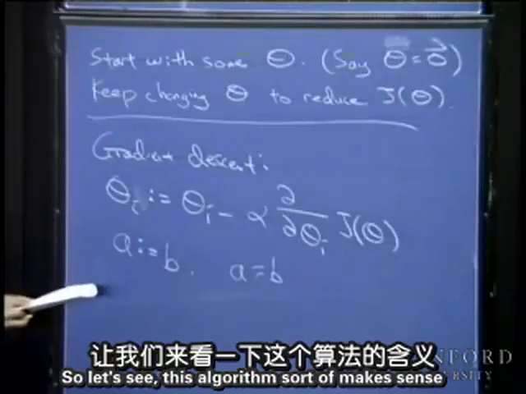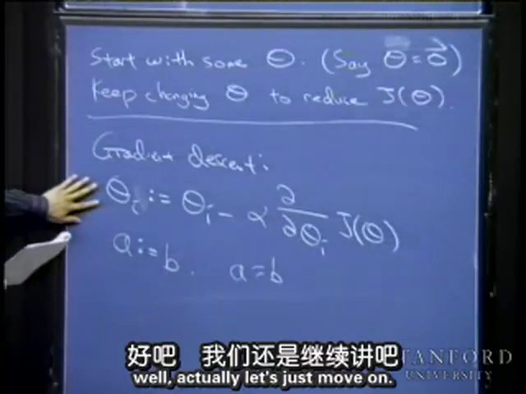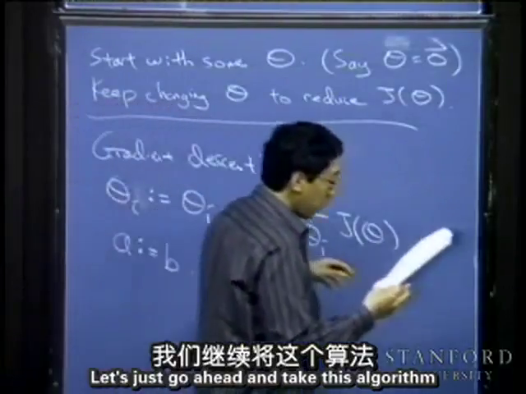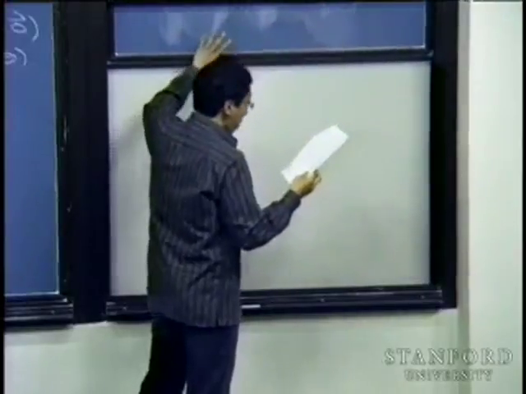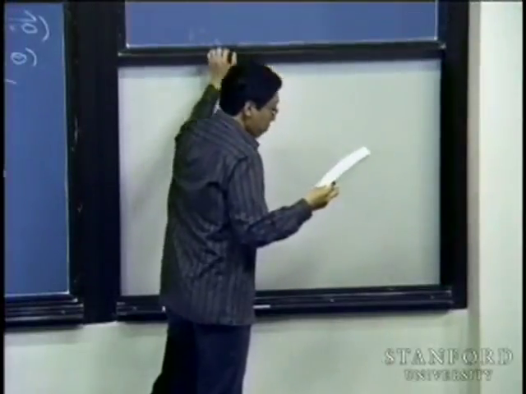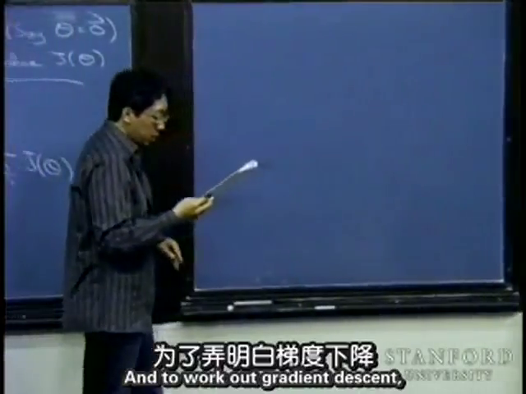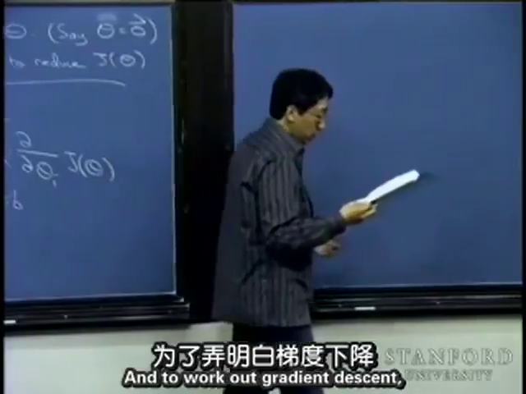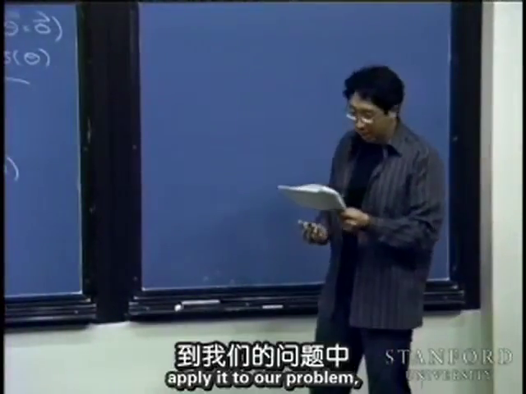So let's see. This algorithm makes sense. Actually, let's just move on. Let's go ahead and take this algorithm and apply it to our problem. And to work out gradient descent, let's take gradient descent and just apply it to our problem.